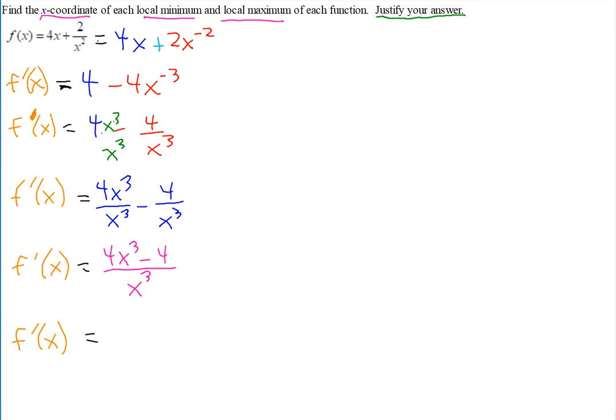So you can take out a 4, and we'll be left with (x cubed minus 1) divided by x cubed.